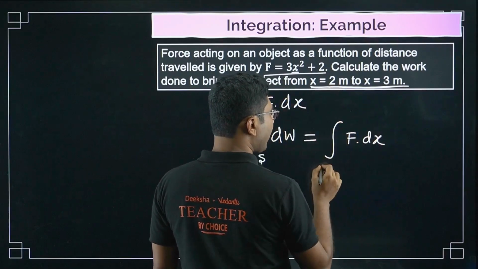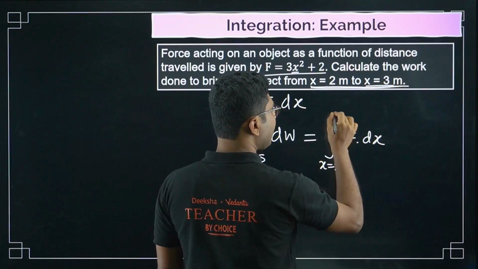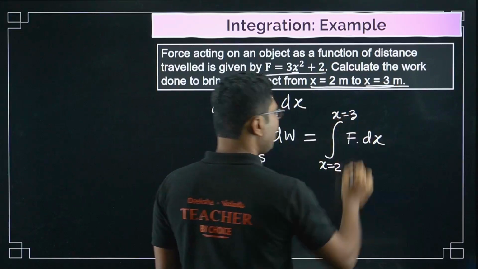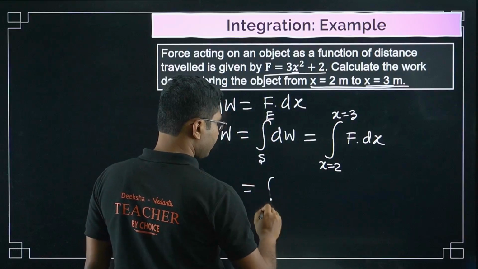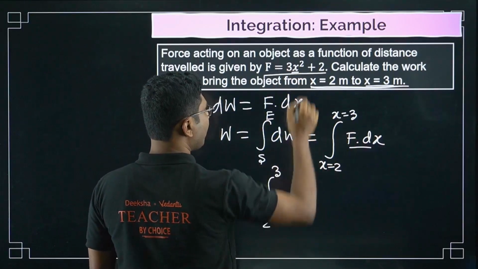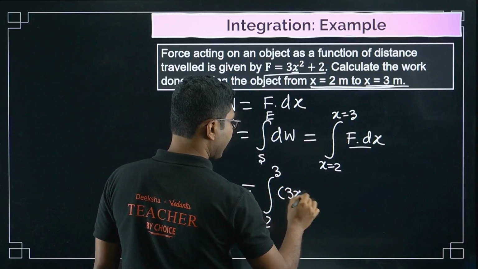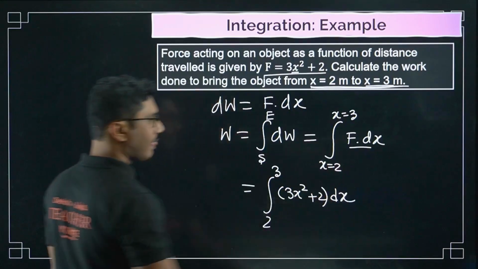Where is the starting point? Starting point is x equals 2. Where is the ending point? Ending point is x equals 3. So the limits are 2 to 3. What is the value of F? F is 3x square plus 2, dx.